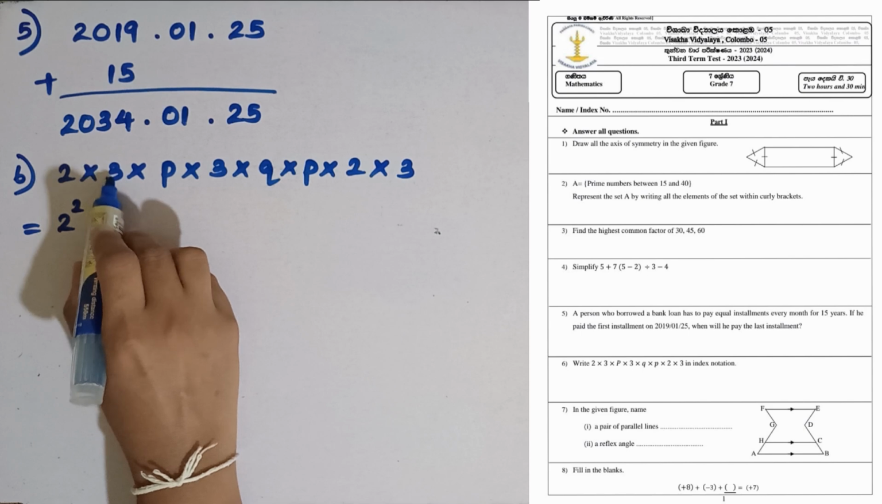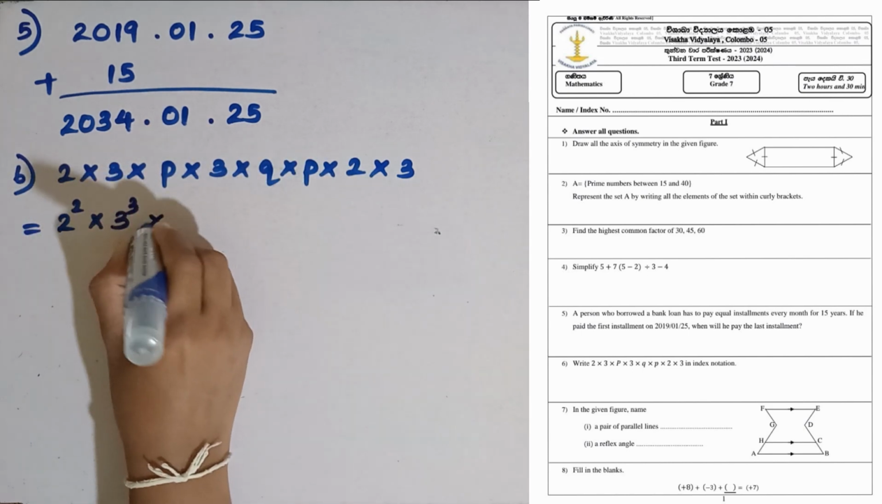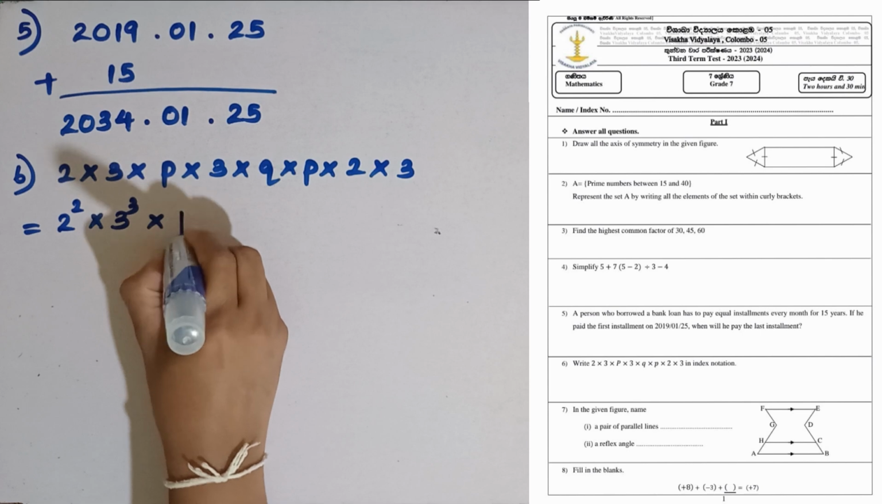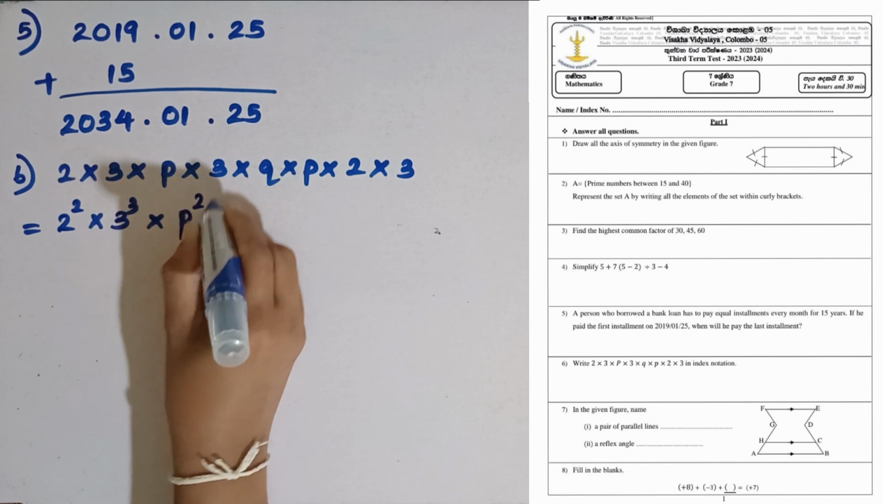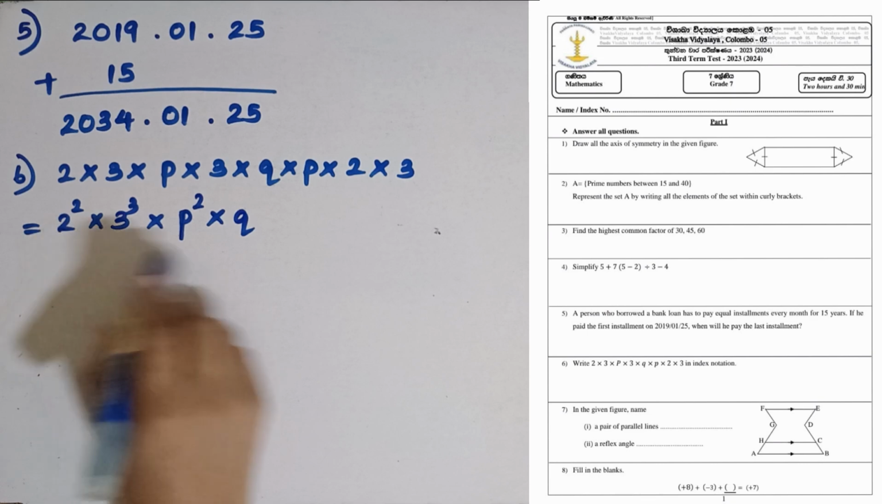How many 3's? 1, 2, 3. Then 3 to the power 3. How many P's? 2 P's. P to the power 2 and 1 Q. Q. So this is in index notation.